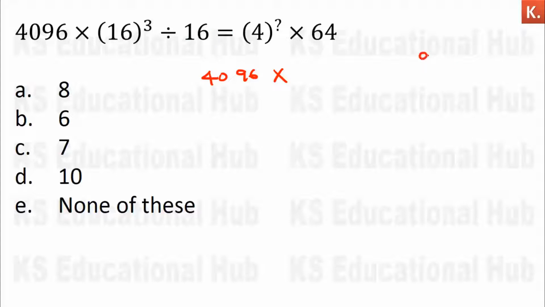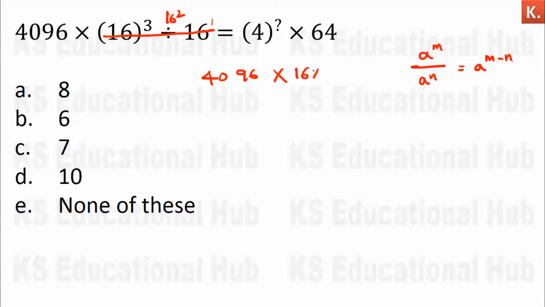So anything a to the power m divided by a to the power n, in that case we are going to take that as a to the power m minus n. Here 16 is a, this 3 is m and this 1 is n. So 16 cube divided by 16 is 16 to the power 3 minus 1, which is equal to 16 square. So the left out portion is equal to 16 square.